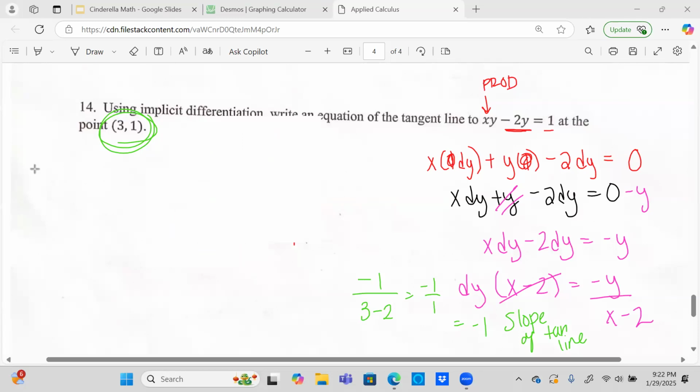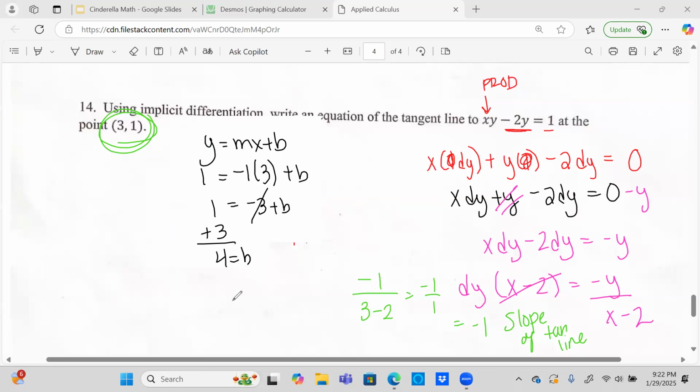And now to find the whole equation, we can go like this. y equals mx plus b. We just found the slope is negative 1. The x value is 3 from the point. The y value is 1. And let's find the b. So 1 equals negative 3 plus b. Add 3. 4 equals b.